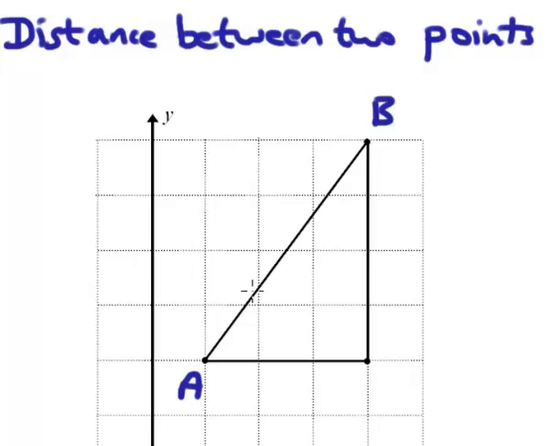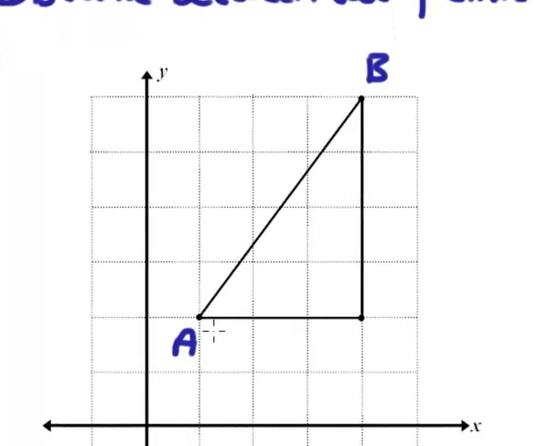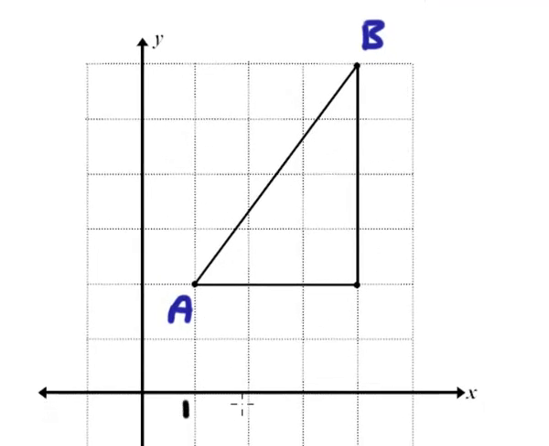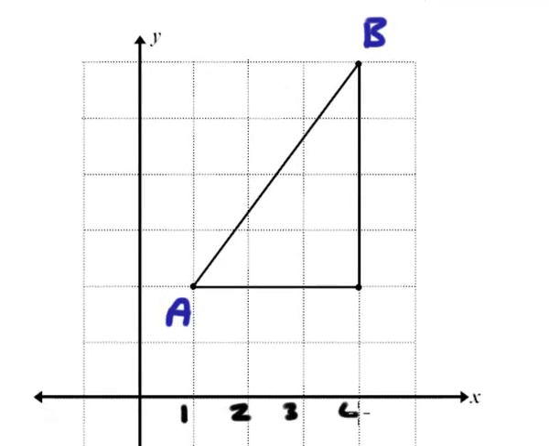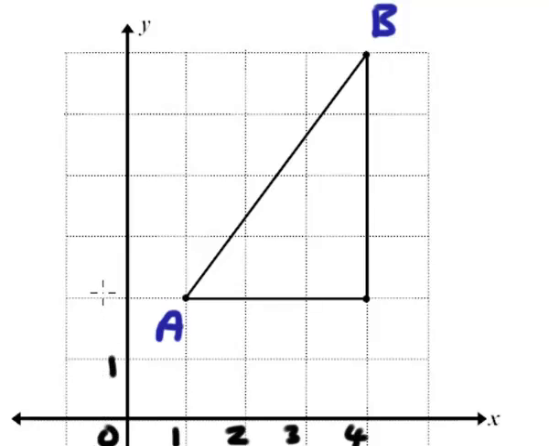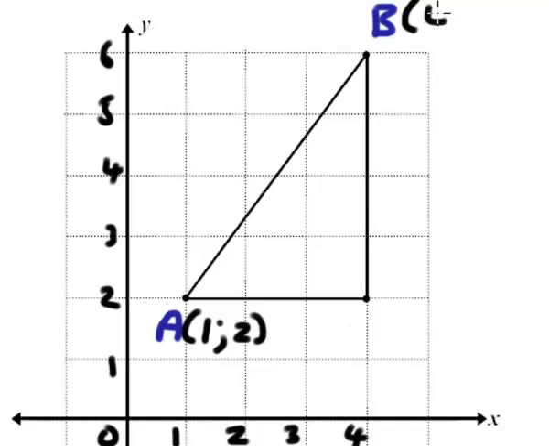Now, what we've got to do is a little bit of mathematics here. I'm going to determine the coordinates of A and B at the moment. So we've got 1, 2, 3, 4. That's 0, 1, 2, 3, 4, 5, and 6. Now, the coordinates of A would be (1; 2). The coordinates of B would be (4; 6), as you normally did.